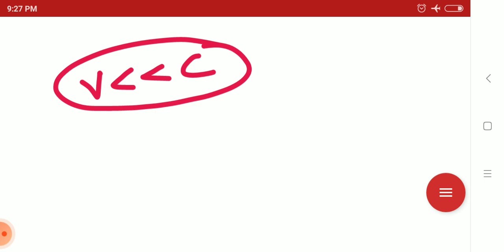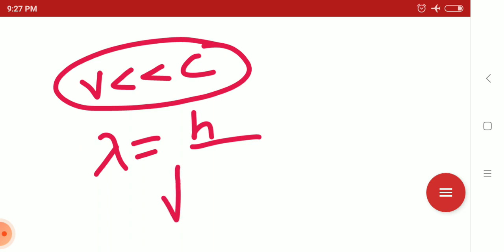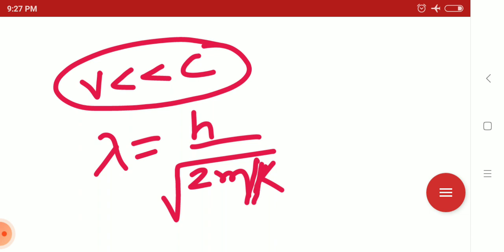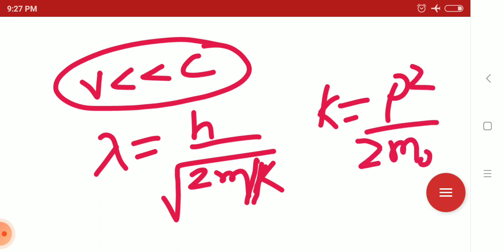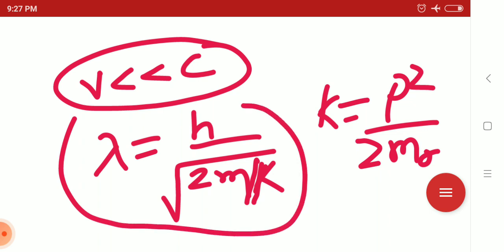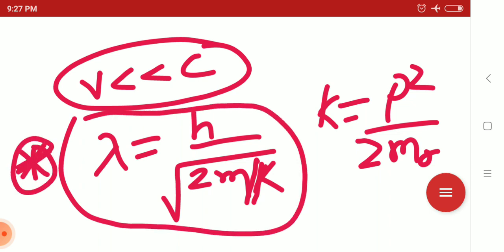For the non-relativistic case, that is, if the velocity of the particle is very much less than c, we use lambda equals h by root 2mK. K is the kinetic energy of the particle, which equals p square divided by 2m0, where m is the rest mass. That is the formula.